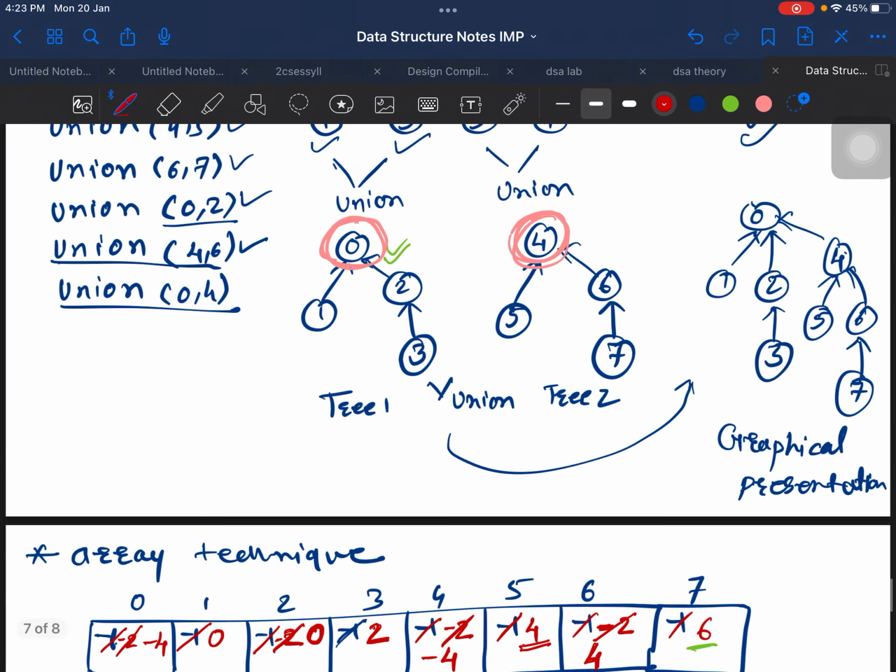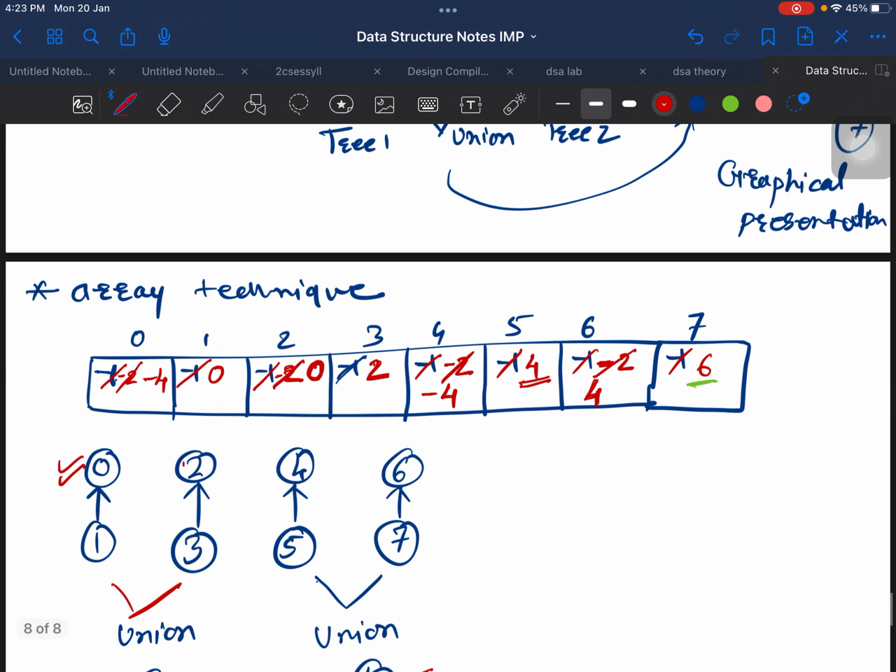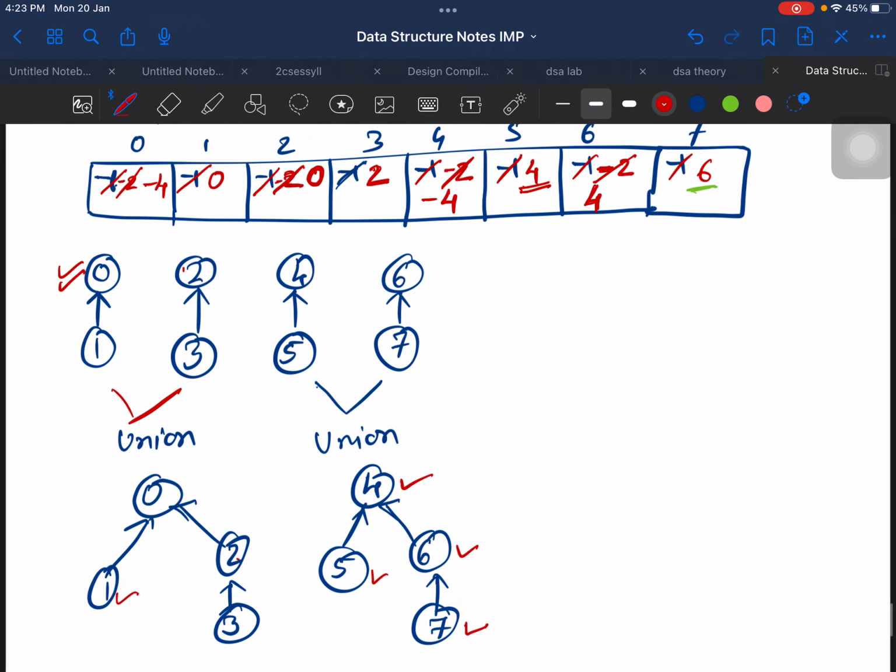Now guys, come to the next union operation. The next union operation is between 0 and 4. So I will draw the next diagram here. We have to do the union between these two.